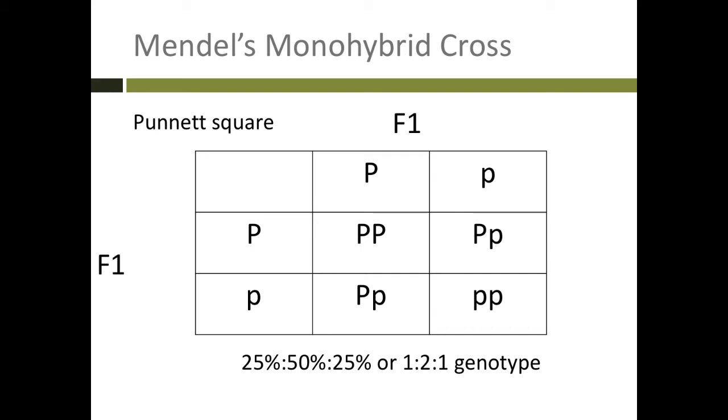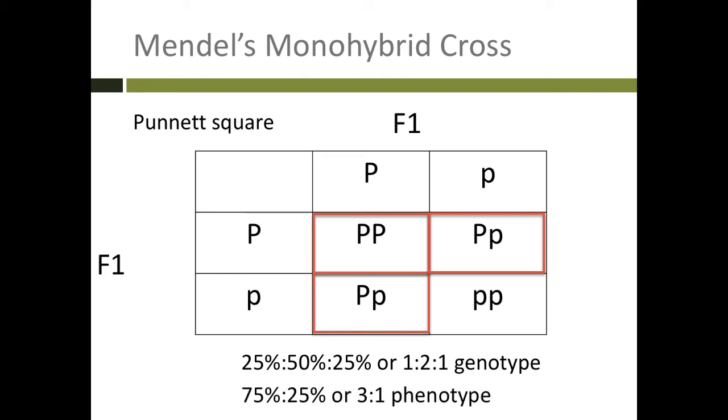If you look at the possible phenotypes, the likelihood of having a big P allele is 3 out of 4, or 75%. All of these plants will have a purple phenotype. The only way to get a white plant is to have a homozygous recessive, and there's only a 1 in 4 chance, or 25% chance of that. So your phenotypic probability is 75% to 25%, or 3 to 1. You can see that the genotype and the phenotype ratios are quite different here.